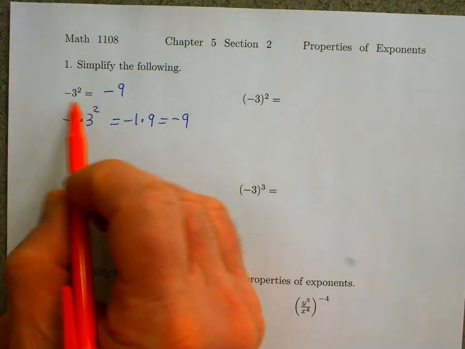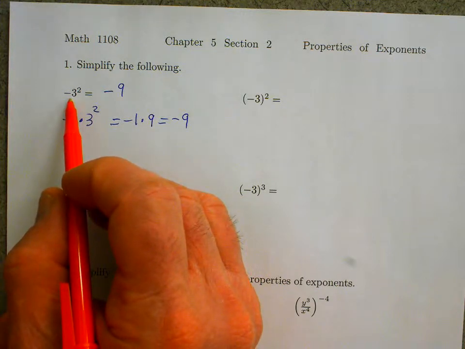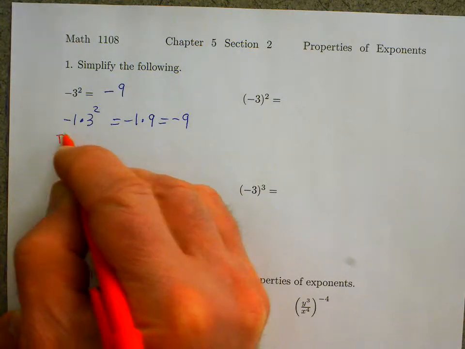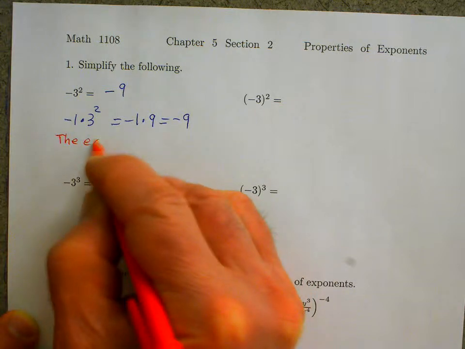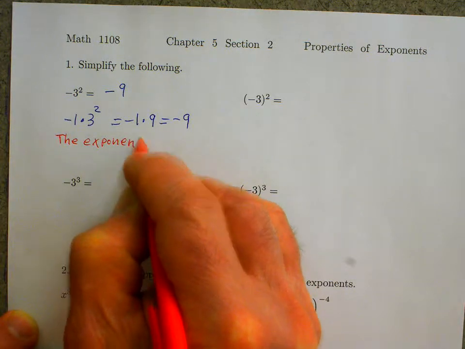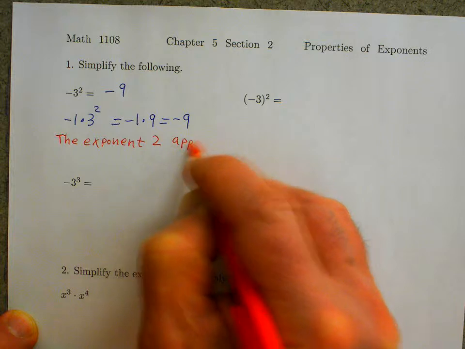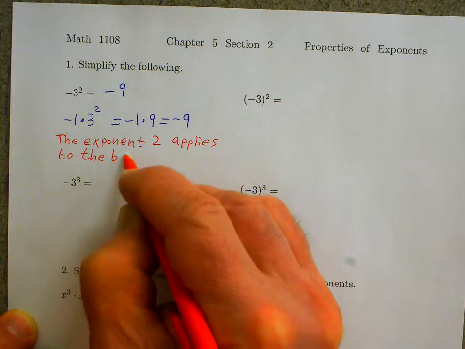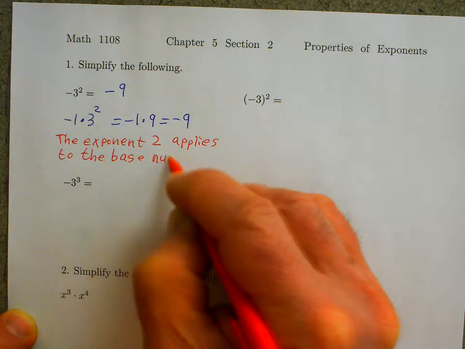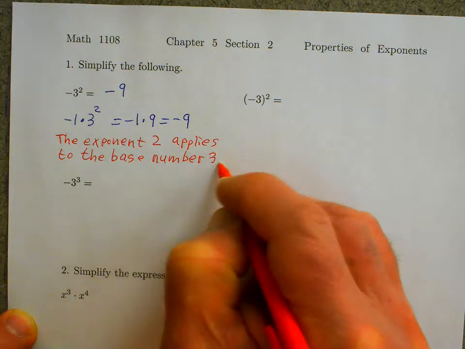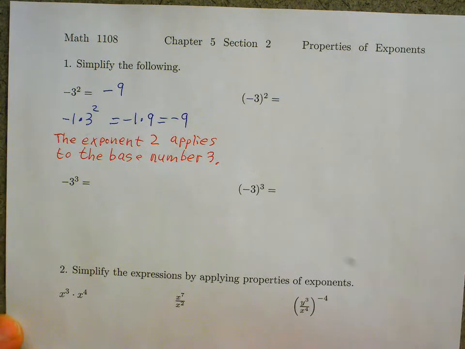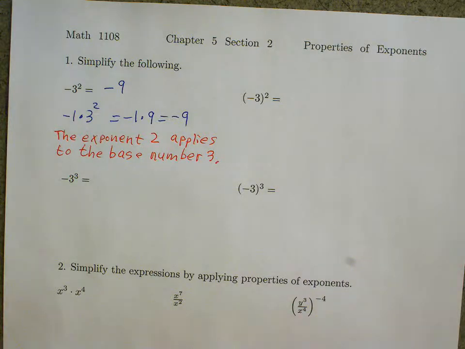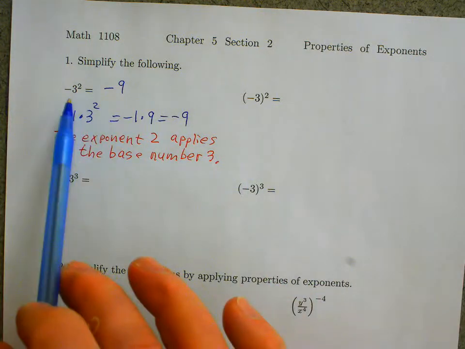So a couple of things that can be said. The number negative 3 is not in parentheses. So I'll just say the exponent 2 applies to the base number 3. Okay, the example to the right has a different meaning than this example on the left.